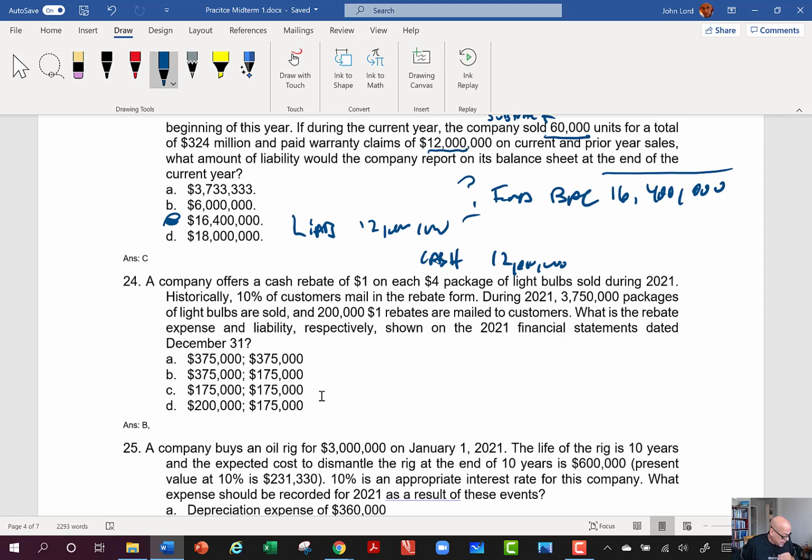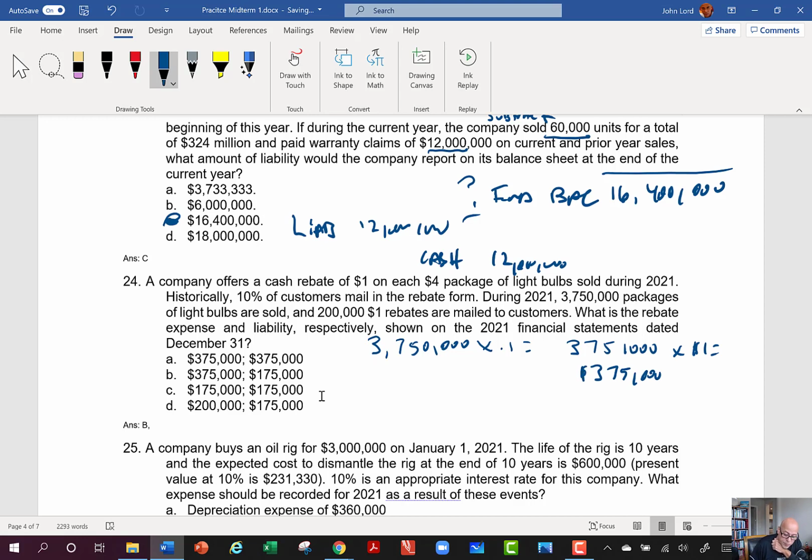So what happens? They have the amount of these rebates that they think are going to be redeemed, which is what? 3,750,000 packages times 0.1 equals 375,000 rebates they think they'll have to give. It's $1 each. Okay, so I really have to do the math there. I think I can figure out the 375,000 times $1 is $375,000.